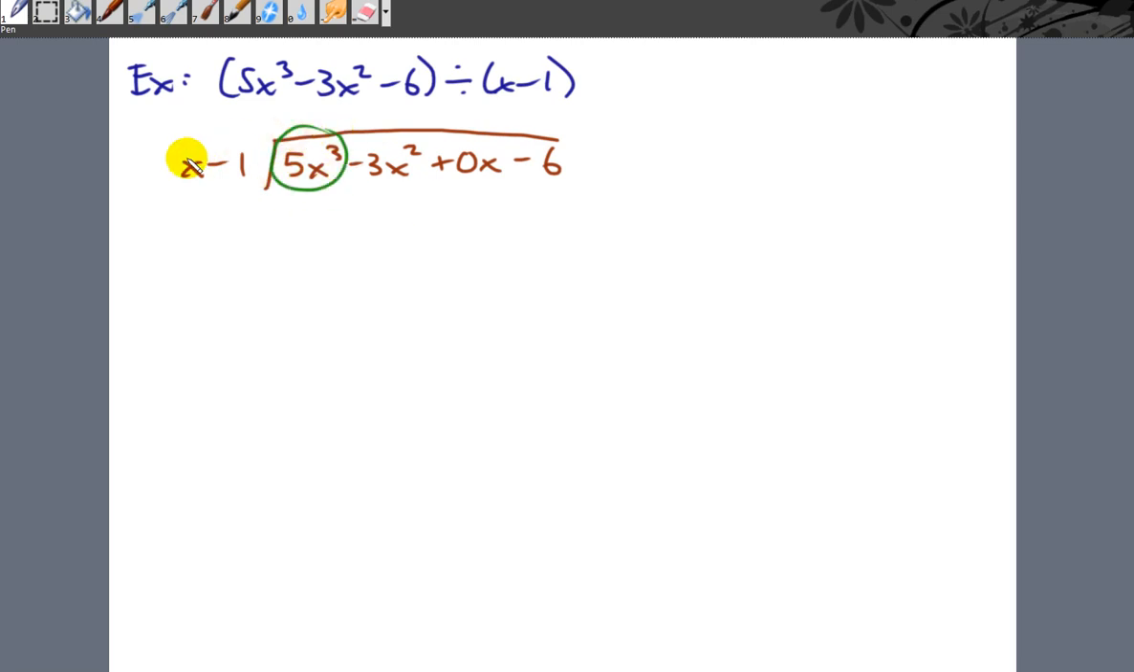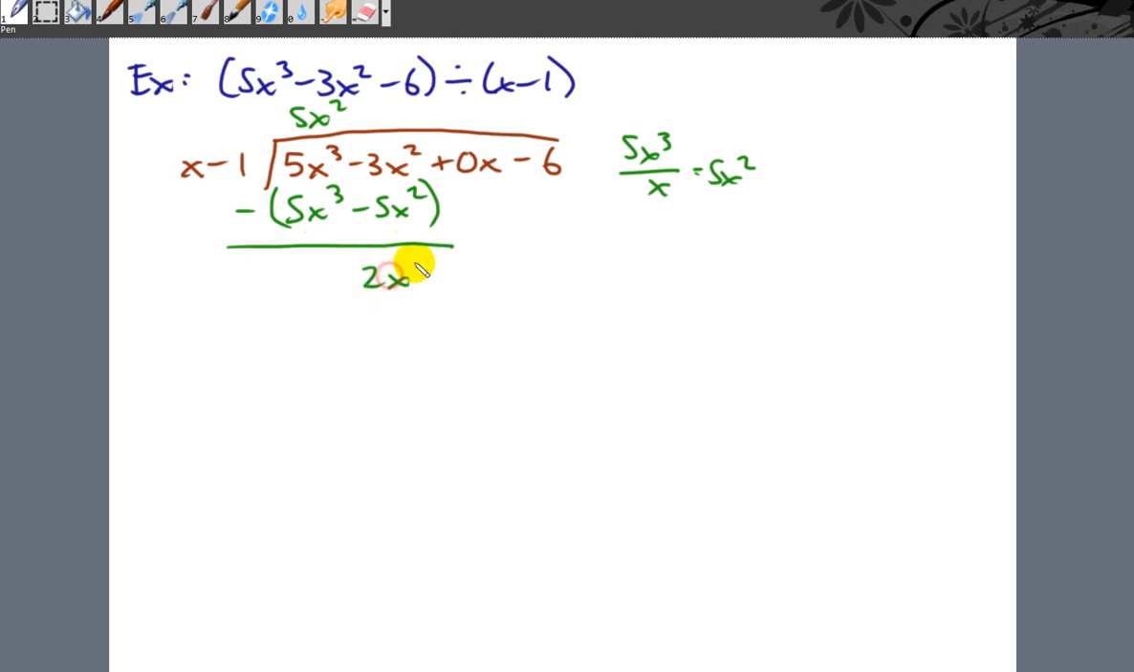Okay, so we look at our first terms here. So we got to do 5x cubed divided by x, and that's 5x squared. So 5x squared comes up here. Multiply this through, we get 5x cubed, and we're going to subtract 5x squared. So parentheses and subtract when we distribute here. So as you can see, this will cancel, and we get negative 3x squared plus 5x squared. So we get a positive 2x squared plus 0x.